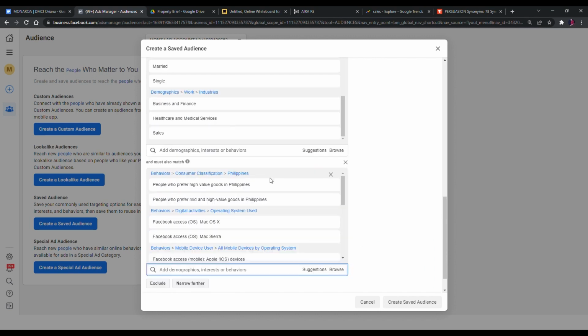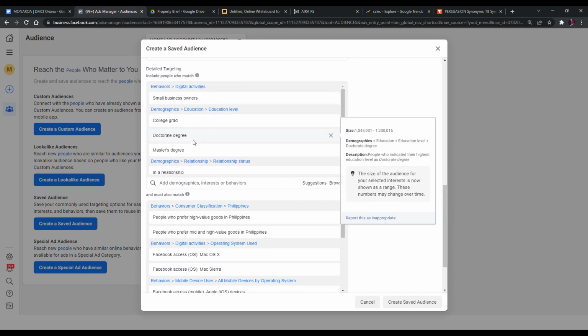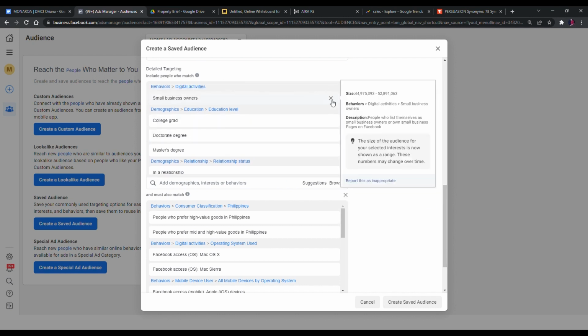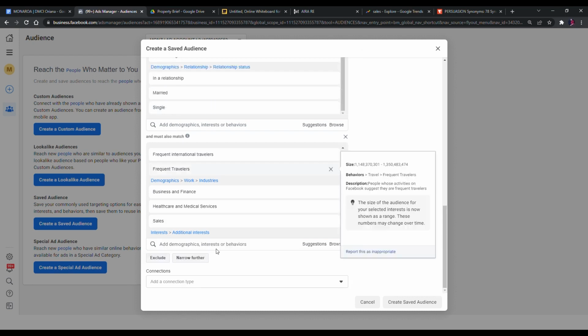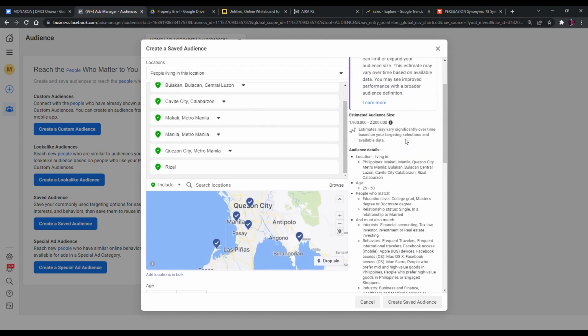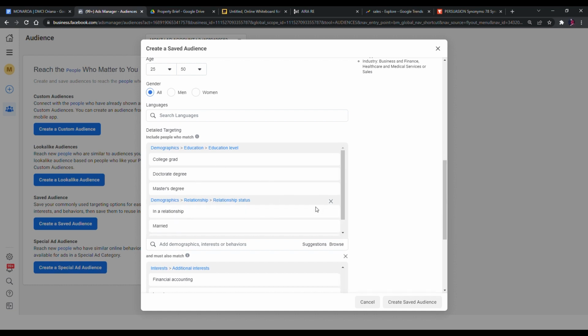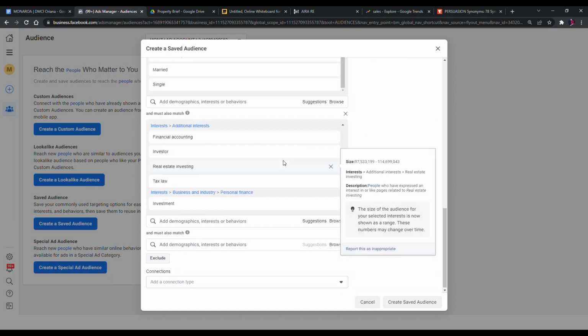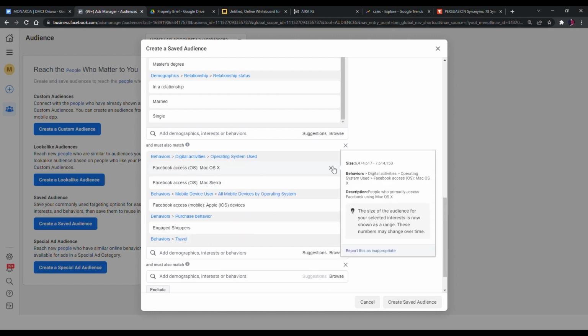What I would like to do is bunch this all up. I'm going to transfer the demographics and the other behavior stuff right here: business and finance, healthcare and medical services, and then sales. I'm just going to narrow this one further. Since we already have this, we've been able to single out the demographic side and really tone this down. Actually, let's also separate the behaviors part.